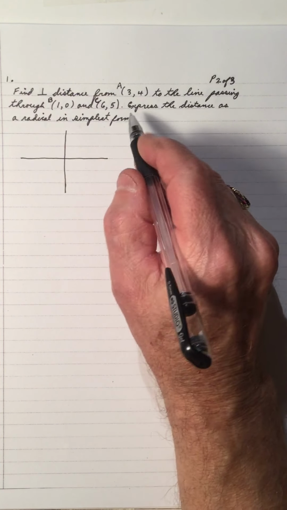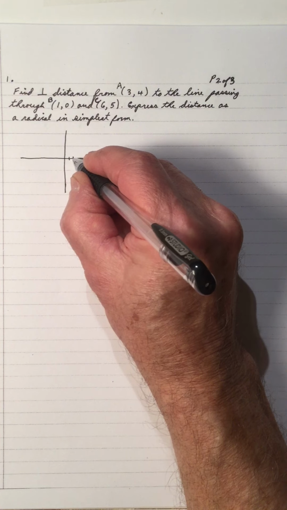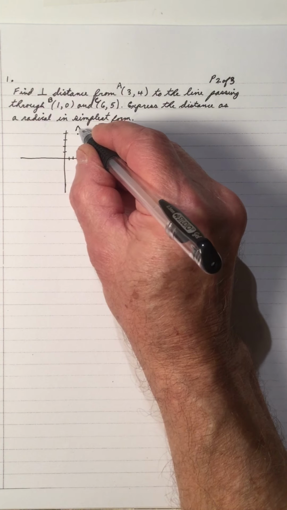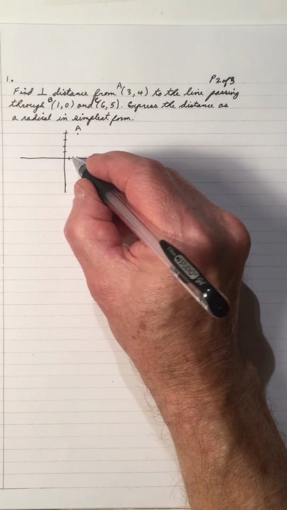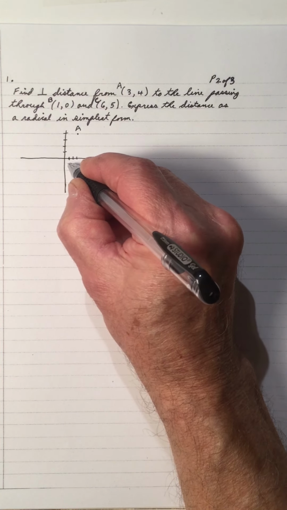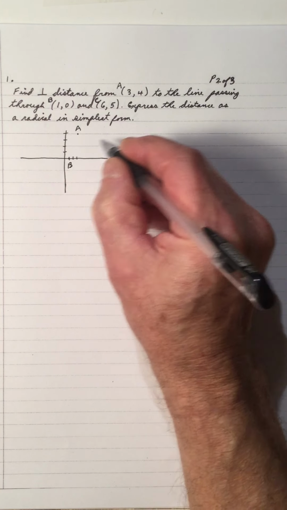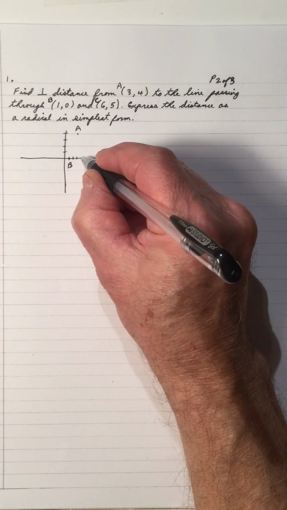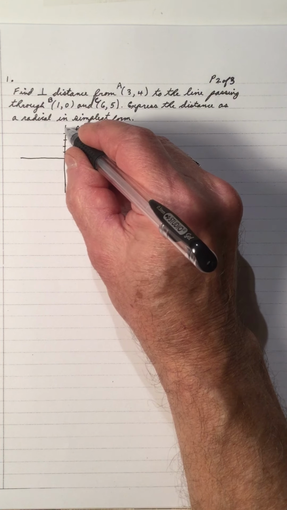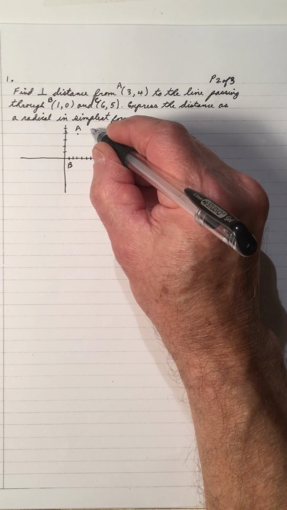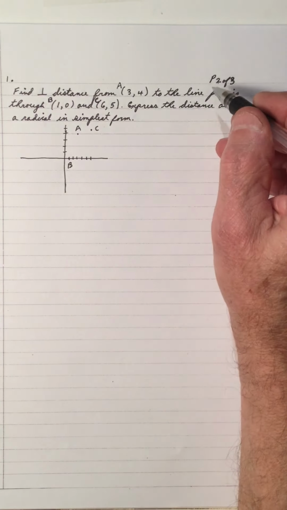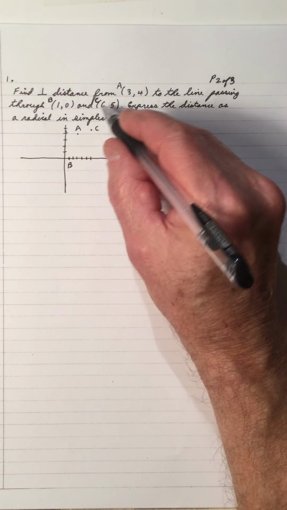Find the perpendicular distance from (3, 4). So this is the point A, which is (3, 4), to the line passing through (1, 0). X is 1, Y is 0. So that's, we'll say, B. And C is (6, 5). Going 3, 4, 5, 6 across and 5 up, so 6, 5 is probably right there. So C. It says find the perpendicular distance from A to the line passing through B and C.